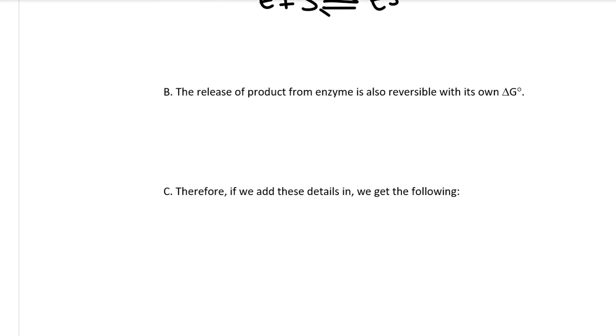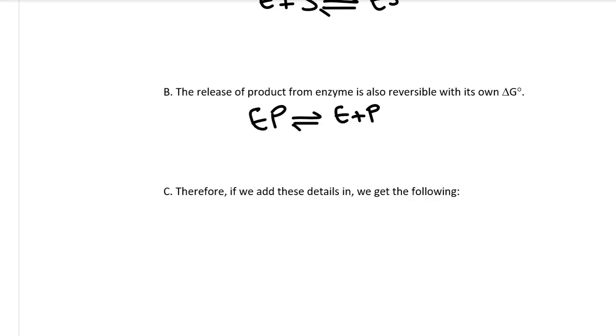The release of product from enzyme is also reversible with its own delta G standard. When we said EP giving us E plus P, the single arrow is actually not representative of what is happening. There's a double arrow here. And this will have its own delta G standard and its own equilibrium constant.